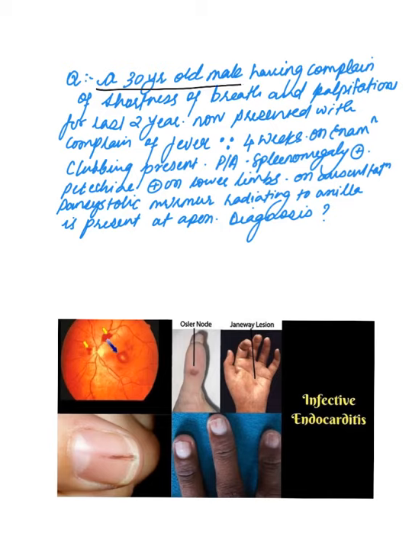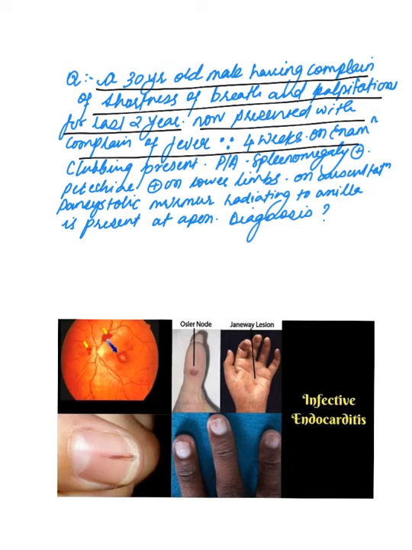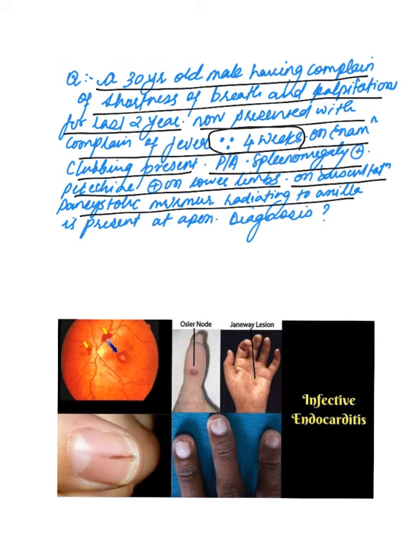Next question: a 30-year-old male with complaint of shortness of breath and palpitation for the last 2 years now presented with complaint of fever, since 4 weeks. On examination, clubbing is present. Per abdomen, splenomegaly is present. Petechiae are present on the lower limbs. On auscultation, a pansystolic murmur radiating to the axilla is present at the apex. So what is the diagnosis?